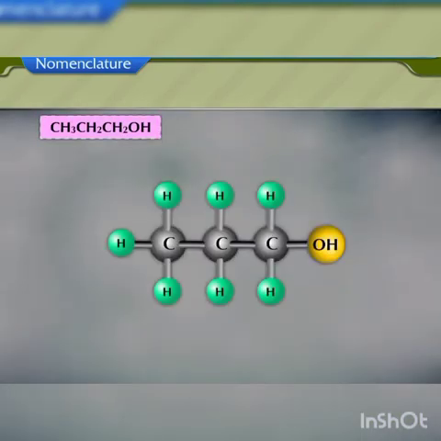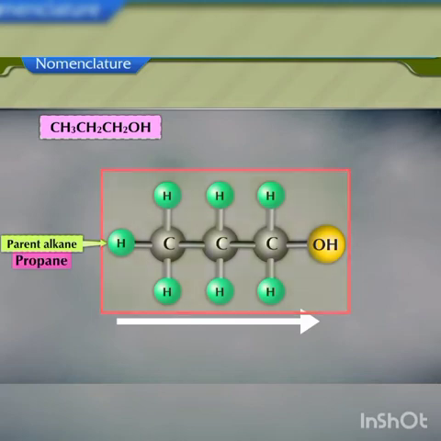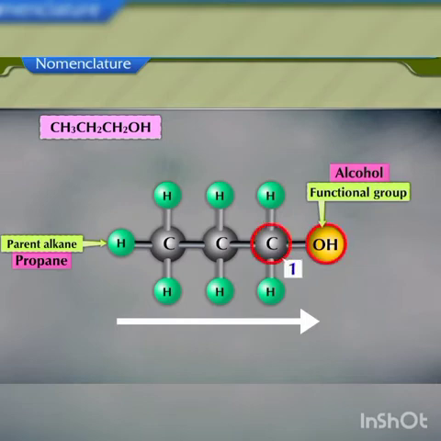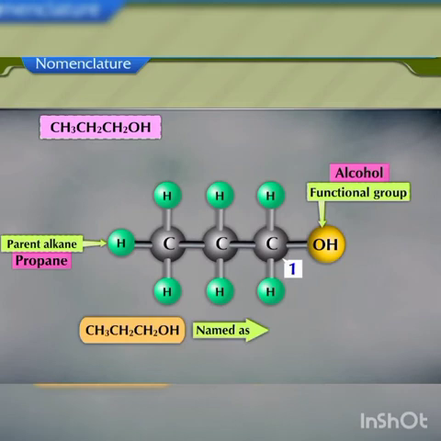Let us study some more examples. CH3CH2CH2OH. In this compound, the longest chain of carbon atoms contains 3 carbon atoms. Therefore, the parent alkane is propane. The functional group is alcohol and the OH group is attached to the C1 carbon atom. Therefore, the compound is named as propan-1-ol.